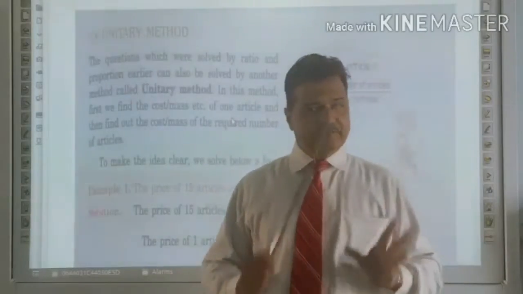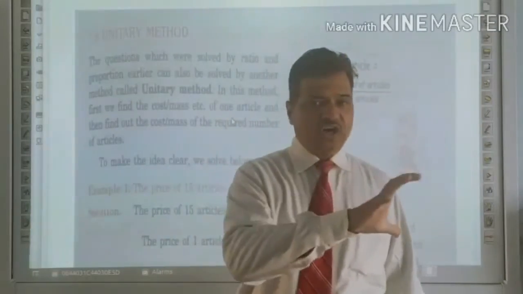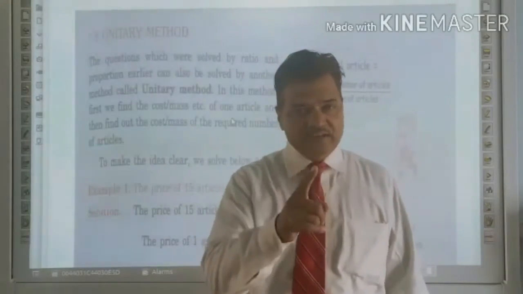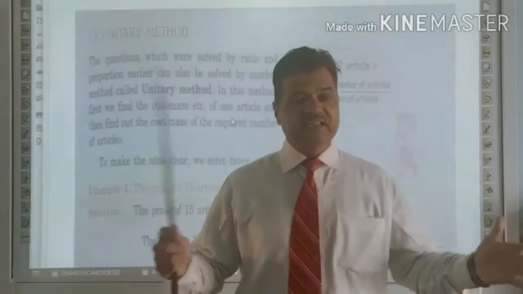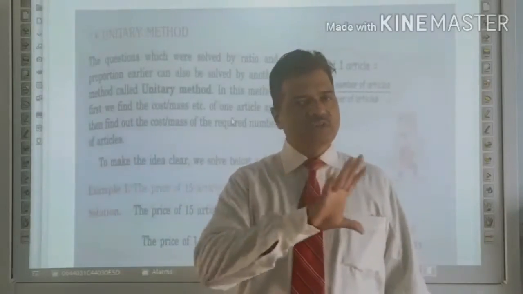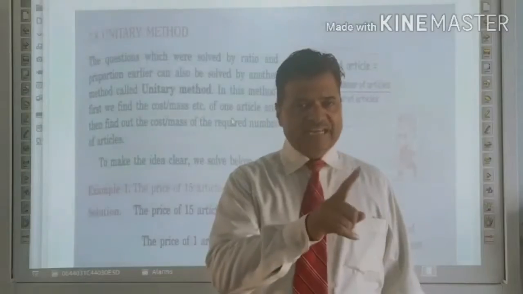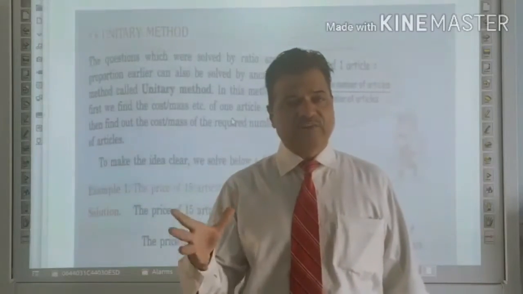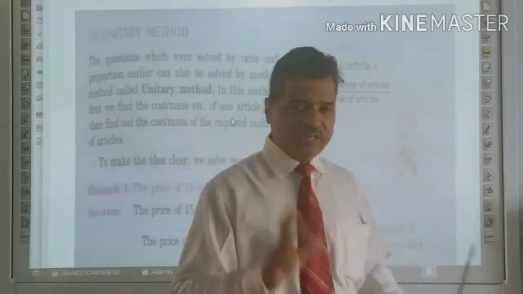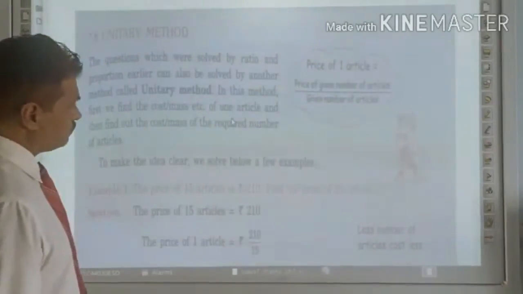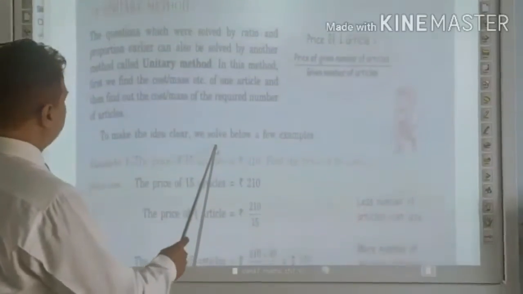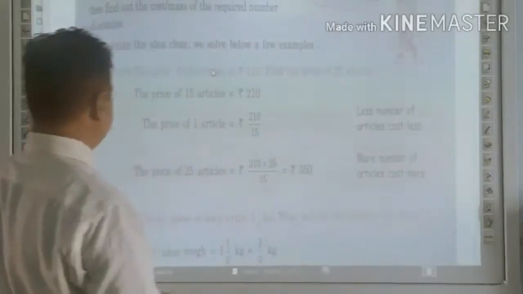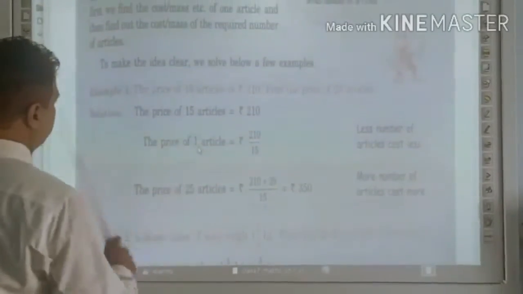Once again I repeat it, if given is a lot and we want to find one, then we divide. If one is given and we want many, then multiply. So simply, if many given, one find, then we will divide. If one given, many find, then we multiply. Now we want to explain it with these examples. First example.